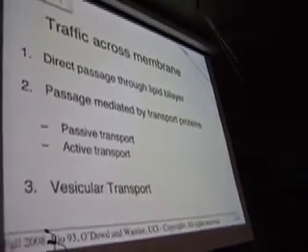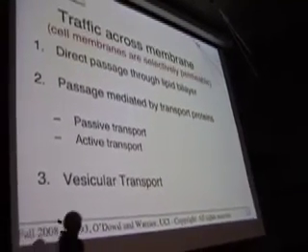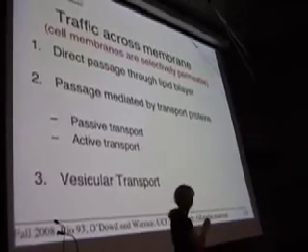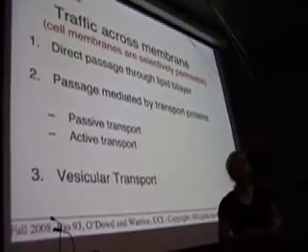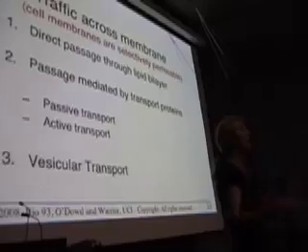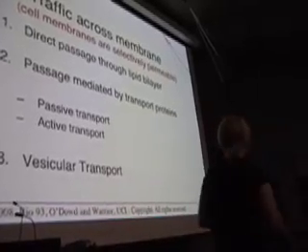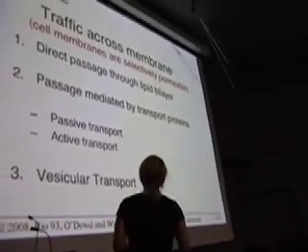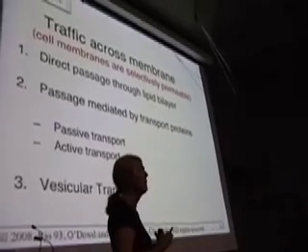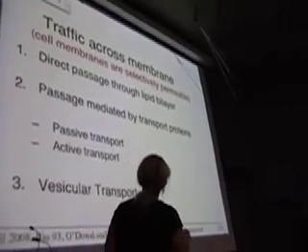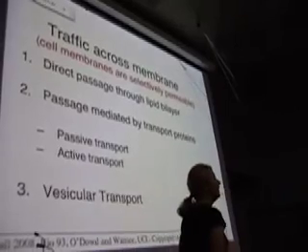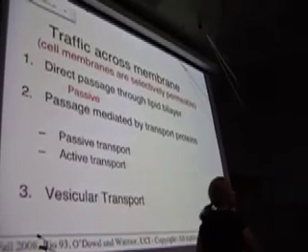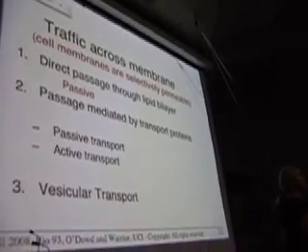So, traffic across the membranes. Remember that our cell membranes are selectively permeable. That means they are a good barrier, but they will let some things cross. And we have three types of passage that we're going to be talking about. Direct passage through the lipid bilayer. This is always a passive process. It does not require energy.